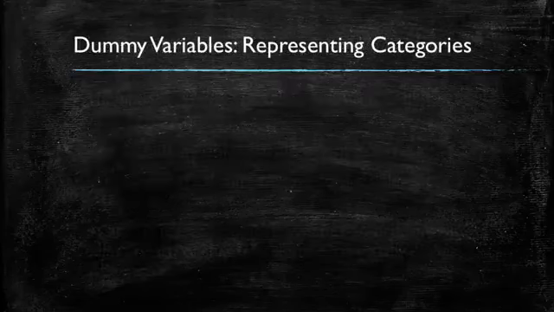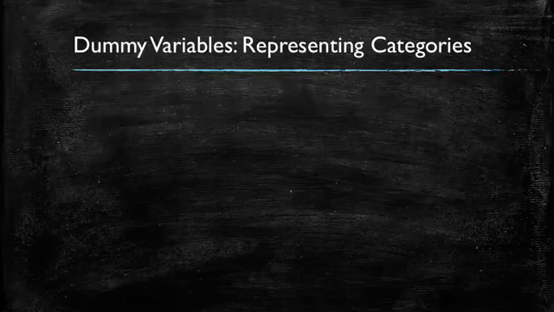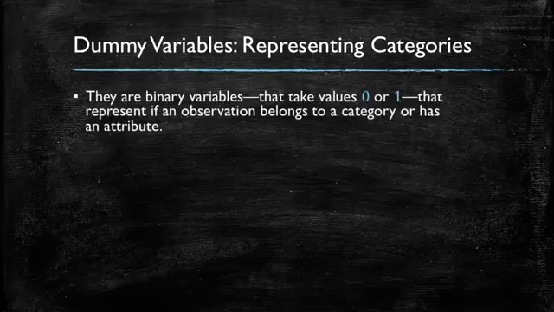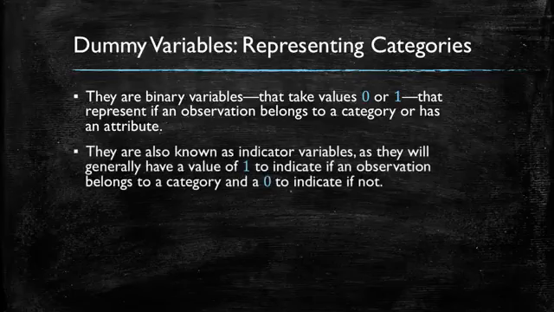We do this by using dummy variables. A dummy variable is a binary variable, which means it takes a value of 0 or 1 and no other values, that will represent if an observation belongs to a certain category or has a particular attribute. They're also called indicator variables because they will indicate if a particular observation, in this case a professor for example, has a particular attribute or not.